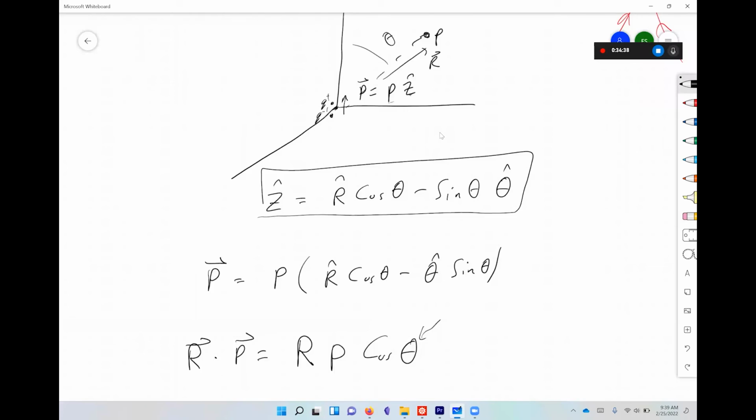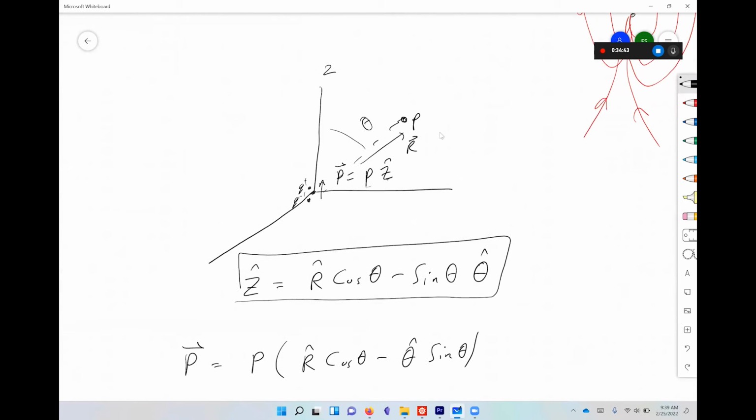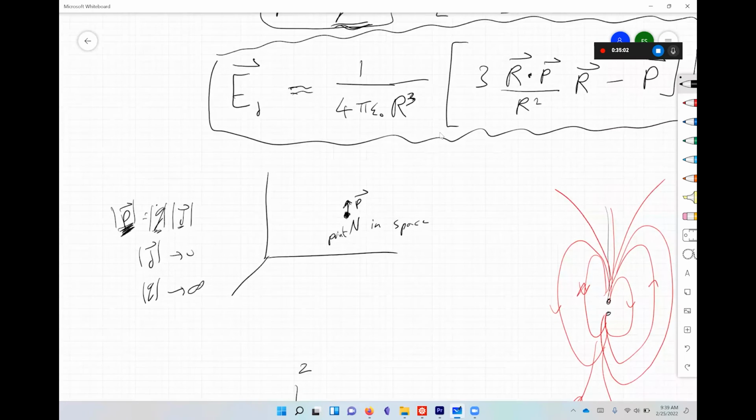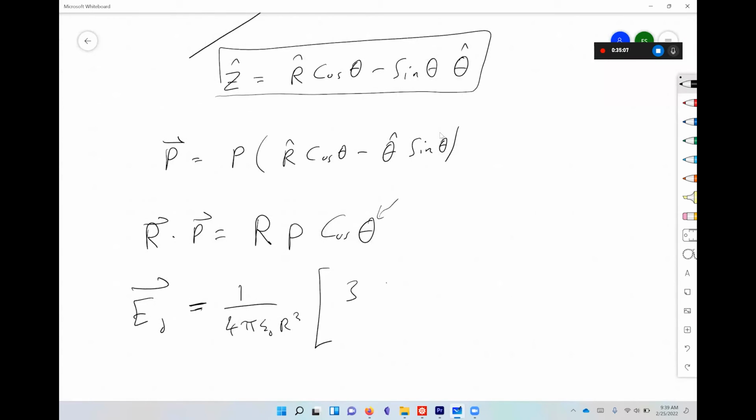So this would be r dot P is going to be r magnitude P magnitude cosine theta. That's what the dot product is geometrically. Okay, so now we can write E_D as 1 over 4 pi epsilon naught r cubed. I'm not going to write approximate; I'm just going to assume it's exact. So in spherical coordinates, we have 3 r dot P. r dot P is going to be 3 r P cosine theta over r squared.